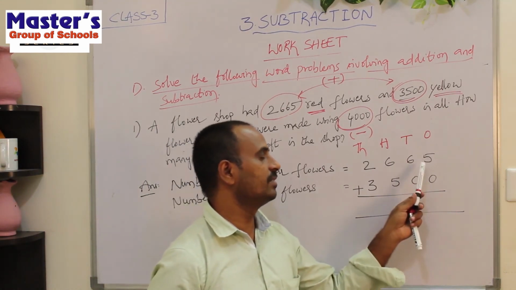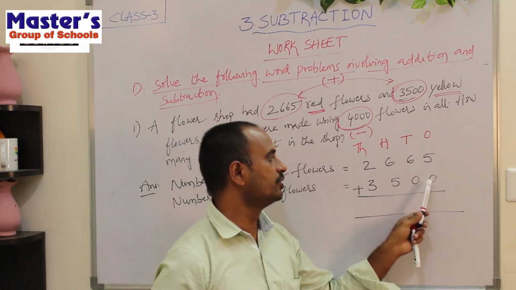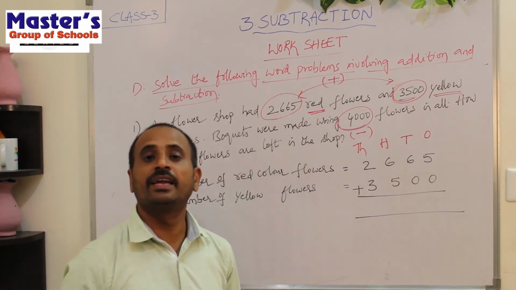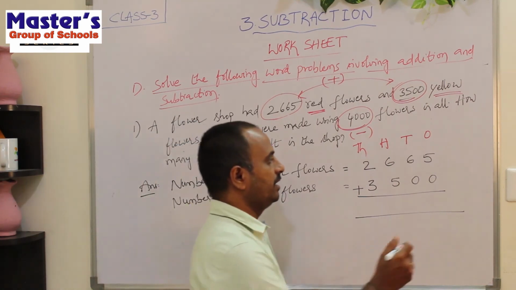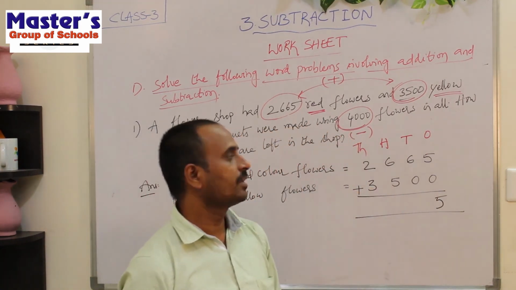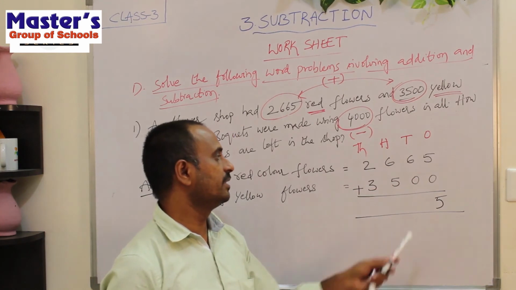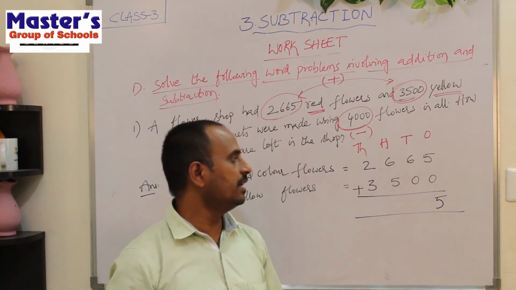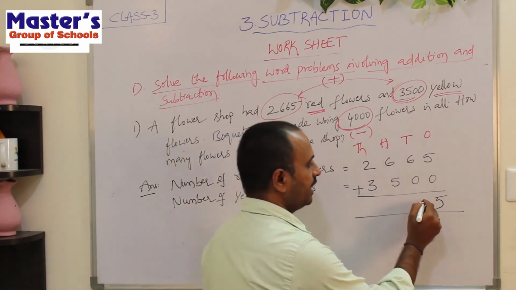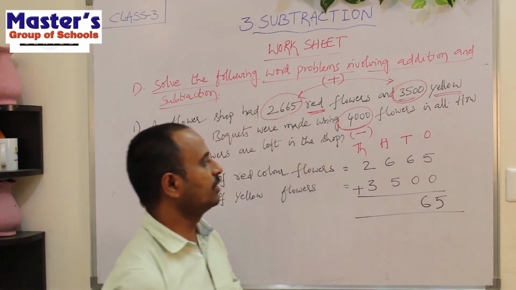What are the digits in ones place? 5 and 0. Add 0 to 5. What will we get? If we add 0 to any number, we will get the same number. So if we add 0 to 5, we will get 5. Now go to tens place. What are the digits there? There are 6 and 0. Add 0 to 6. What will we get? If we add 0 to 6, again we will get 6. Now go to hundreds place.